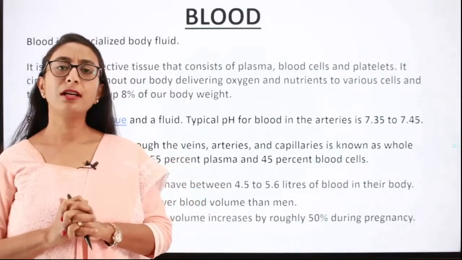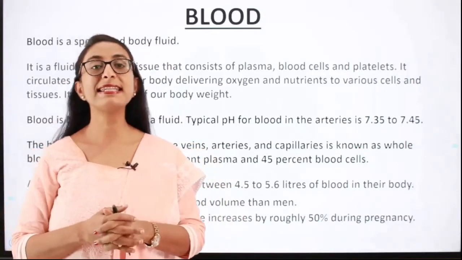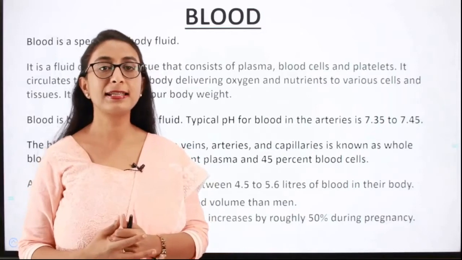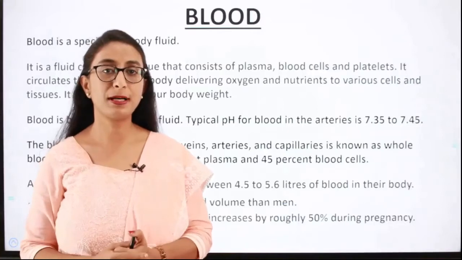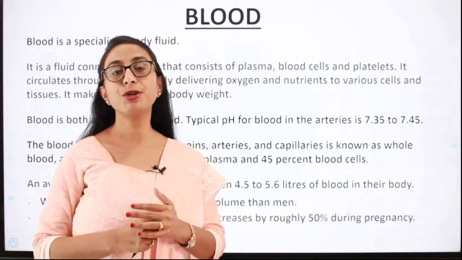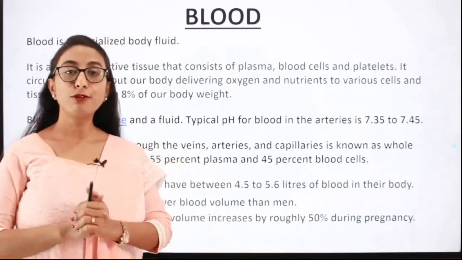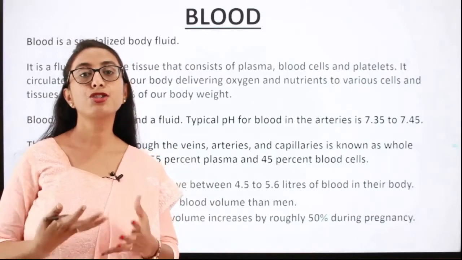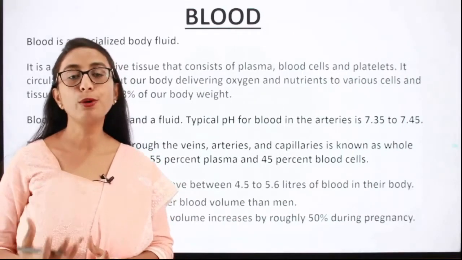How can we call blood a tissue? Because it is a collection of specialized cells. So we have cells like RBC, WBC, platelets, all suspended in a fluid called plasma, isn't it? That is why we call blood both a connective tissue as well as a fluid. So blood is a fluid connective tissue that consists of plasma, which is a straw-colored fluid substance, not liquid exactly, it is a fluid substance.